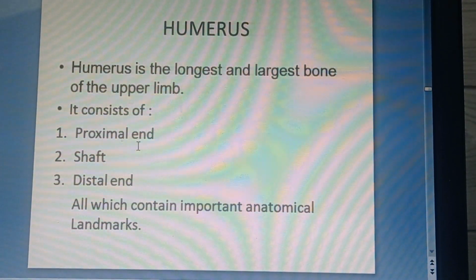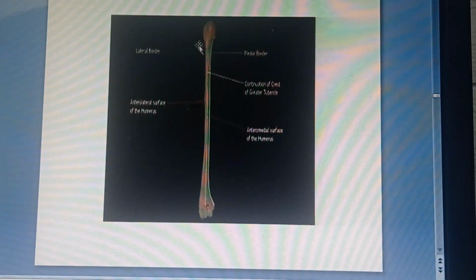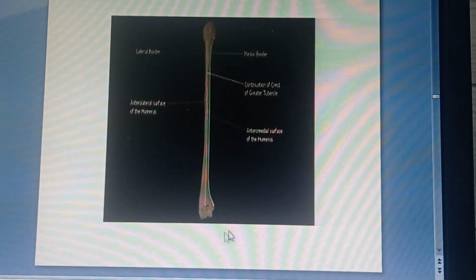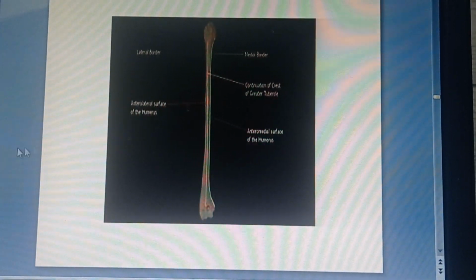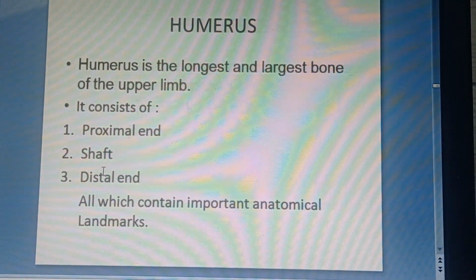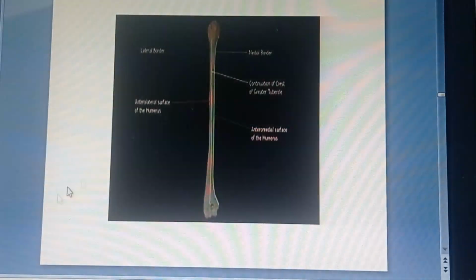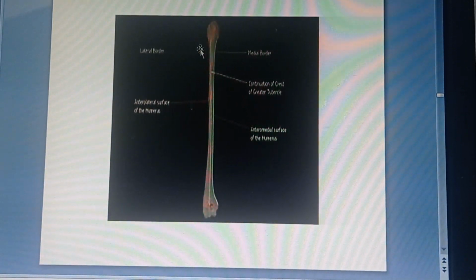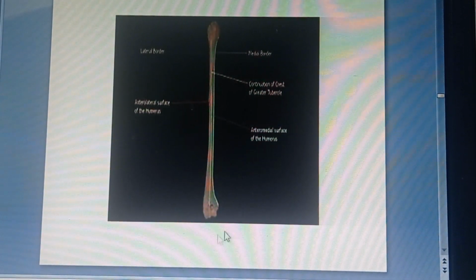Now it consists of proximal end, shaft and distal end. This is the humerus. This upper extremity is called the proximal end. This lower extremity is called the distal end, and the center is called the shaft or body. Proximal end, shaft and the distal end all have different important anatomical landmarks. Some of the landmarks are labeled in this diagram.